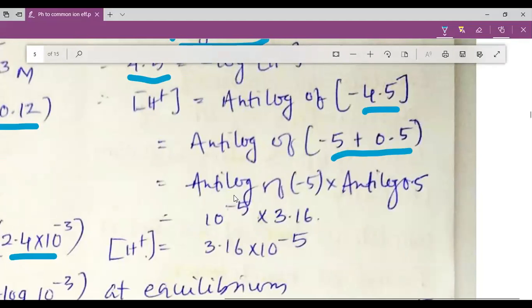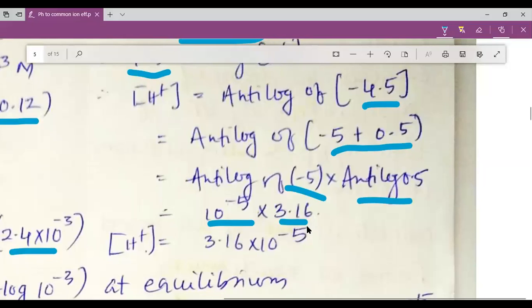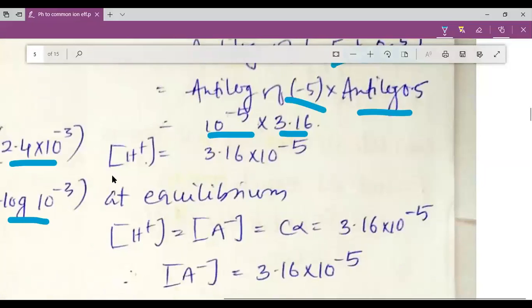So this is what it is, the antilog of minus 5 multiplied by the antilog of 0.5. Now antilog of 0.5 is 3.16 and antilog of minus 5 is equal to 10 to the power minus 5. So please remember that antilog of any number is equal to 10 to the power that particular number. So antilog of minus 5 is equal to 10 to the power minus 5 and antilog of 0.5 is 3.16, and therefore the concentration of H plus is equal to 3.16 into 10 to the power minus 5.